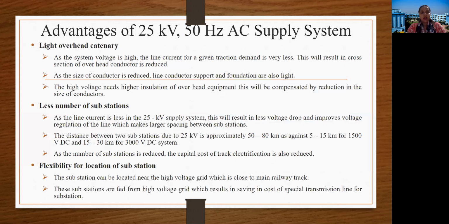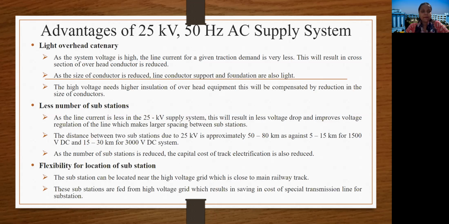Now, advantages of 25 kilovolt 50 hertz AC supply system. The first question for your semester that comes every year from this chapter. It's a very, very important question. It will come out of 7 or 8 marks. So this particular question is very, very important, my dear students. So I'm telling you, this is the first question that you should bookmark: what are the advantages of 25 kilovolt 50 hertz AC supply system.